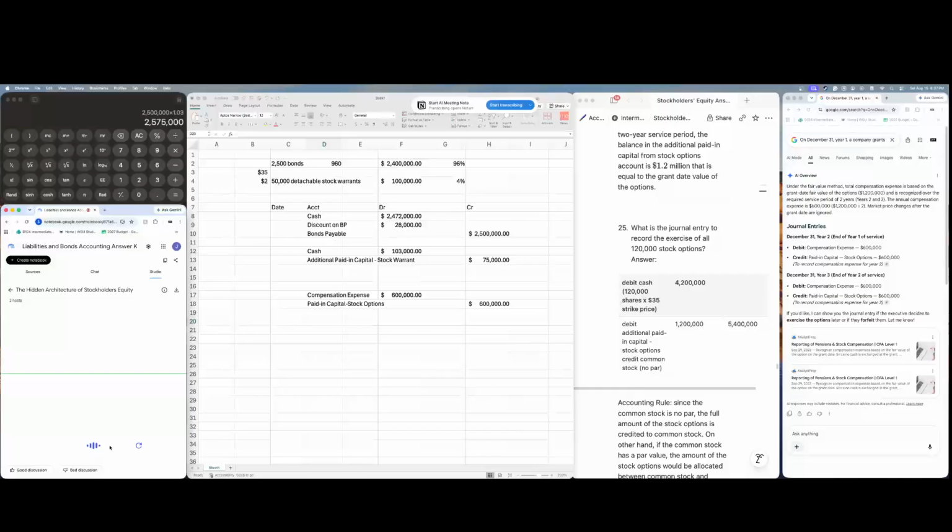So, like, the compensation expense. Yeah, but why is the compensation expense coming out of the paid-in capital? Or is it kind of cash?